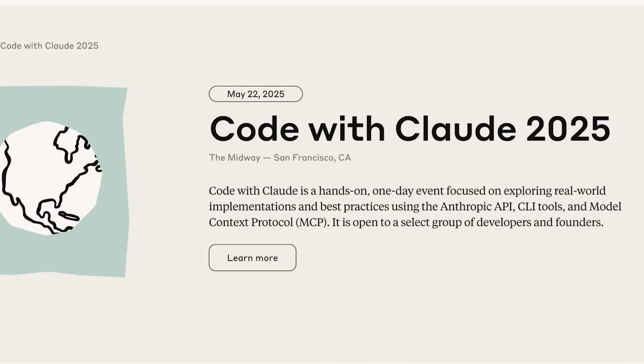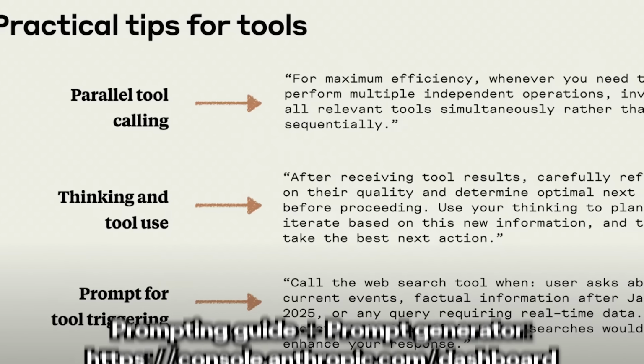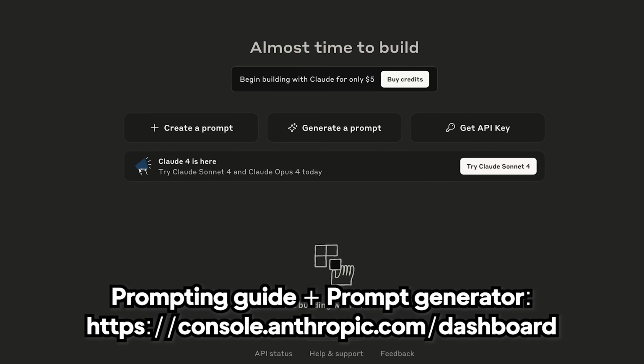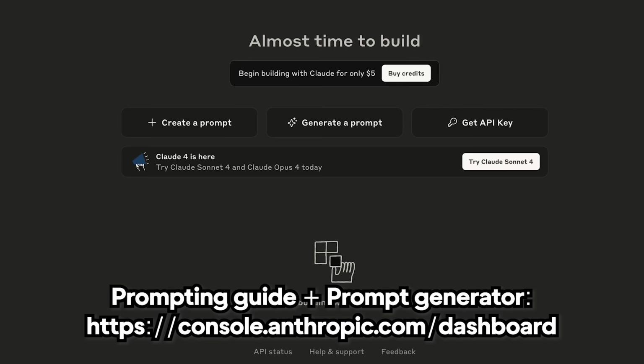I'll put on screen now some prompting tips specific to the Claude 4 models that were shown at the Code with Claude conference. By the way, in case you didn't know, Anthropic also has a pretty good prompting guide as well as a prompt generator on their console. So I'll also put the link for that on screen right now. As I've said many times before, prompting is the best return on investment skill that you can be learning. Knowing how to prompt well can make a huge difference in the responses that you get.